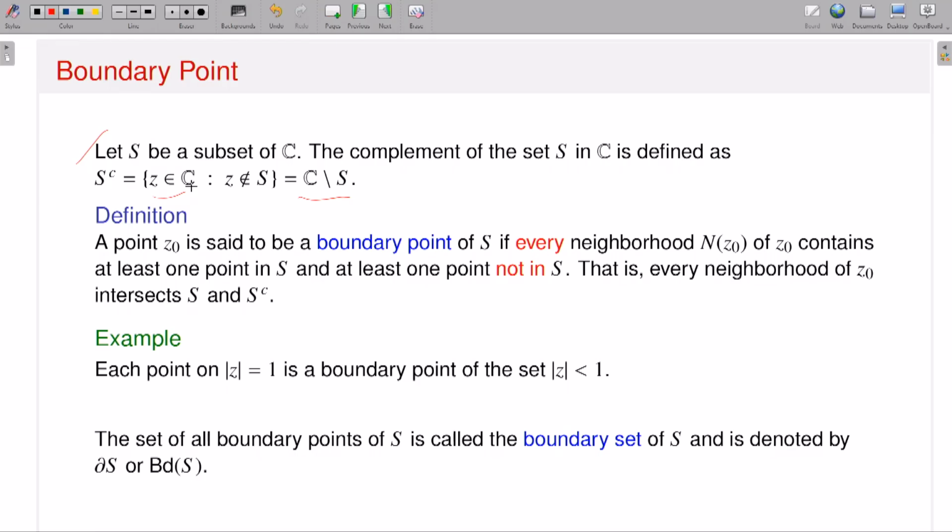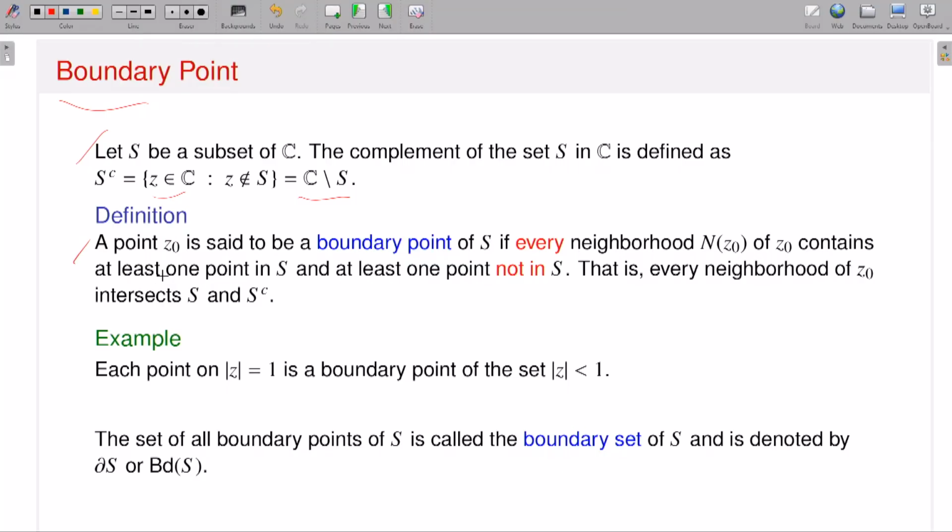Okay, fine. Now what is the definition of a boundary point? From the term boundary you can say that it is not inside the set or outside, that means it is on the boundary. But if I want the mathematical definition of a boundary point, I have to say this: a point z0 is said to be a boundary point if every neighborhood of the point z0 contains at least one point of the set and at least one point of the complement of the set.